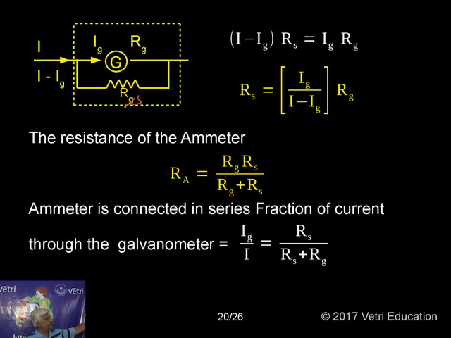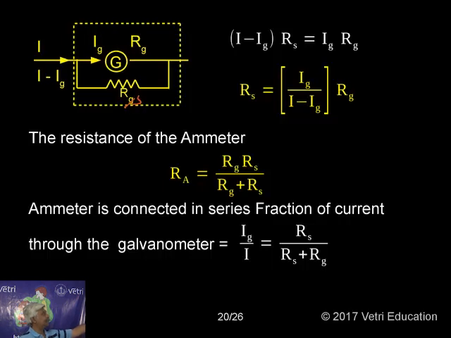Therefore, the incoming current branches into two. Ig is the current through the galvanometer, Is is the current through the shunt resistor. Therefore, the total current I is equal to Ig plus Is. Where resistors are connected in parallel, as we discussed earlier, the potential difference is always constant. If it is a series connection, current is constant; if it is a parallel connection, the potential difference remains constant.